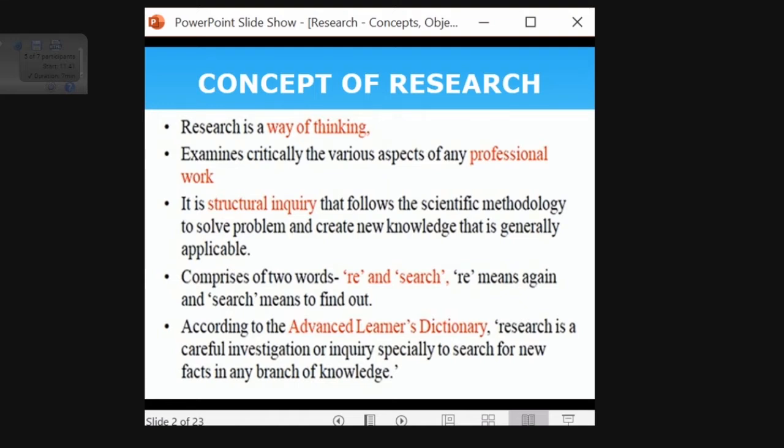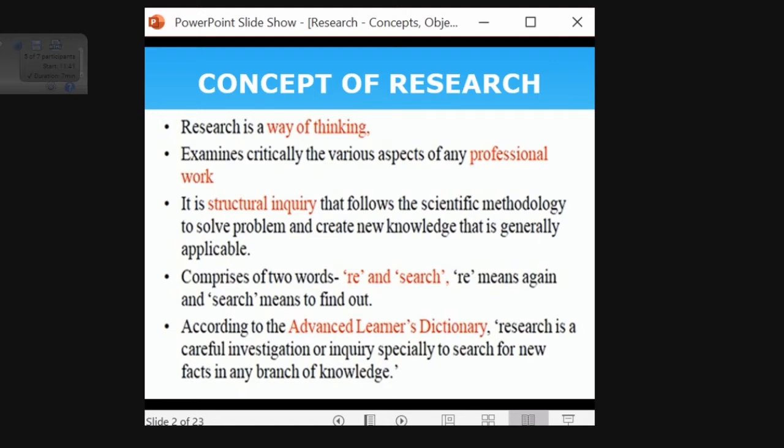If someone finds a vaccine for COVID, that is research, because he is finding something new. If someone finds new information from existing information, that is also research. So research is either you find something new or you add new knowledge to existing knowledge.